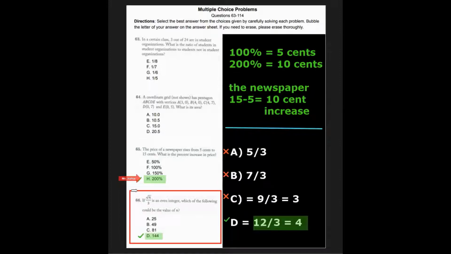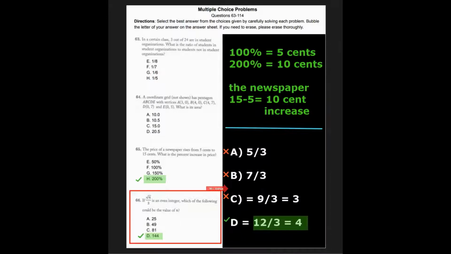Question 66. If the square root of n over 3 is an even integer, which of the following could be the value of n? Well, take each number, place it on top of the fraction, and take the square root. For A, the square root of 25 is 5, over 3. Well, that's not a whole number, so it's not an integer. Also, the square root of 49 is 7, but 7/3 is also not an integer. It's 2 1/3, not a positive whole number.